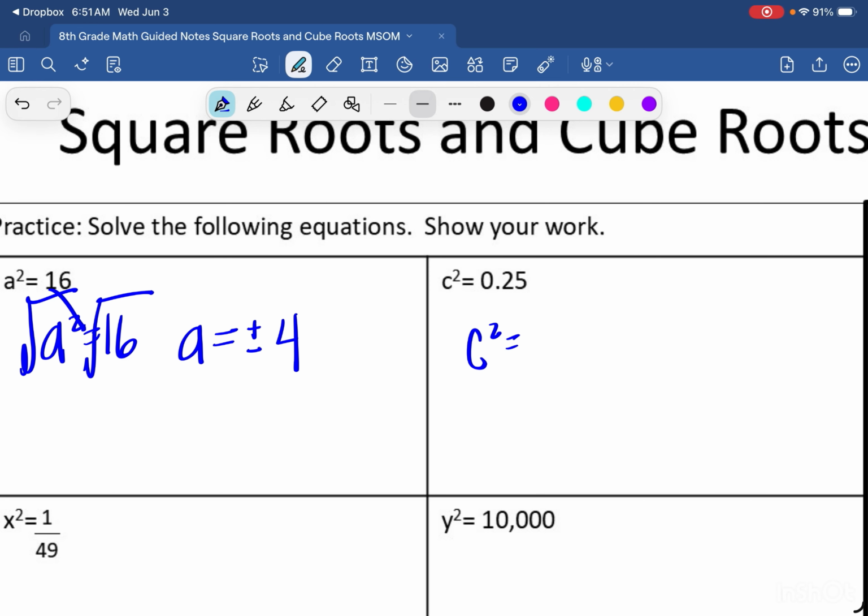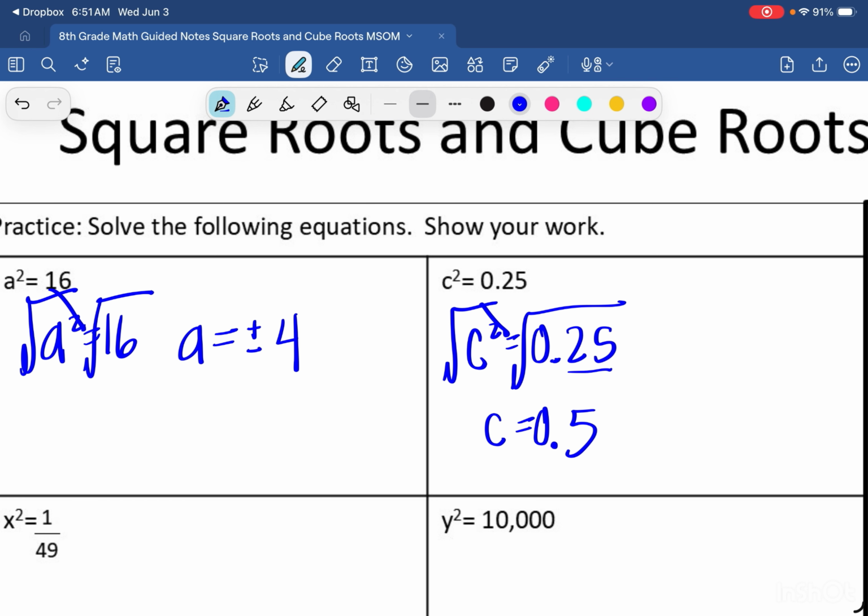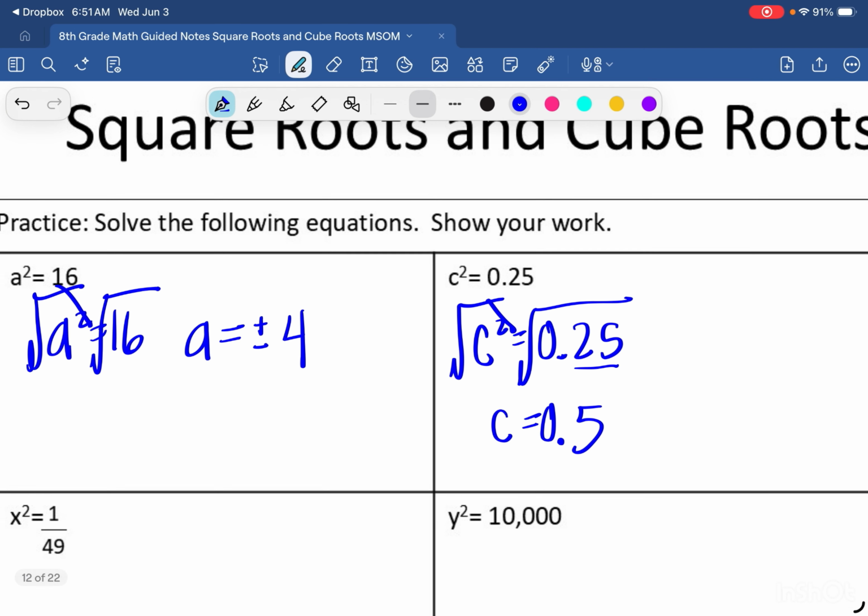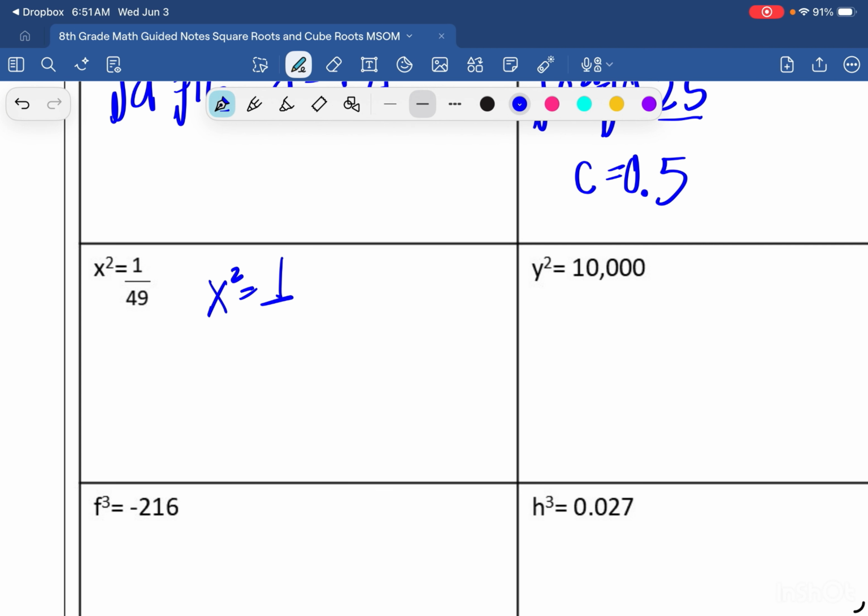C squared equals 25 hundredths. So to figure out C, I will take the square root of each side. So that gives me C equals, I notice right here that 25 is a perfect square of 5. And there's 2 decimal places, so each one will be 1. So C equals 5/10. X squared equals 1 over 49. Take the square root of each side. Those cancel. X equals the square root of 1 over 49, which is going to be 1/7.